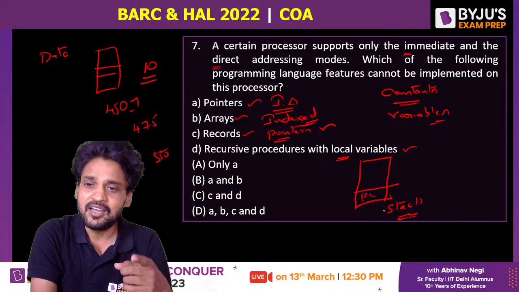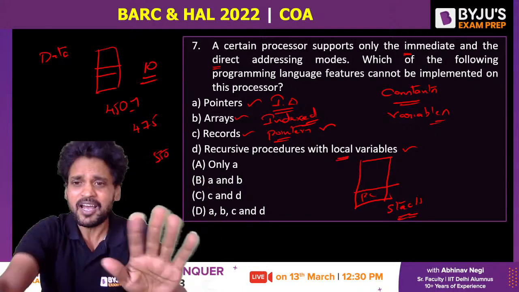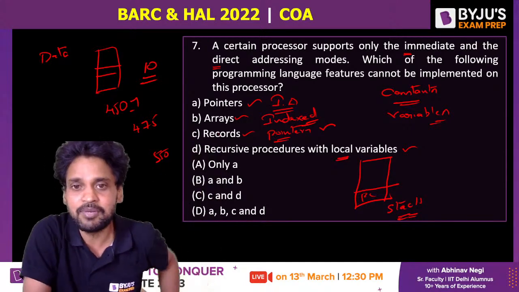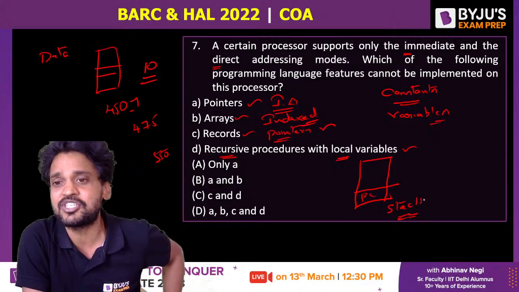Even without a stack, a routine can call a subroutine, but a recursive procedure can never happen without a stack. How? I'm going to explain in some other sessions, but if you want to implement a recursive procedure with local variables, I do require a stack.